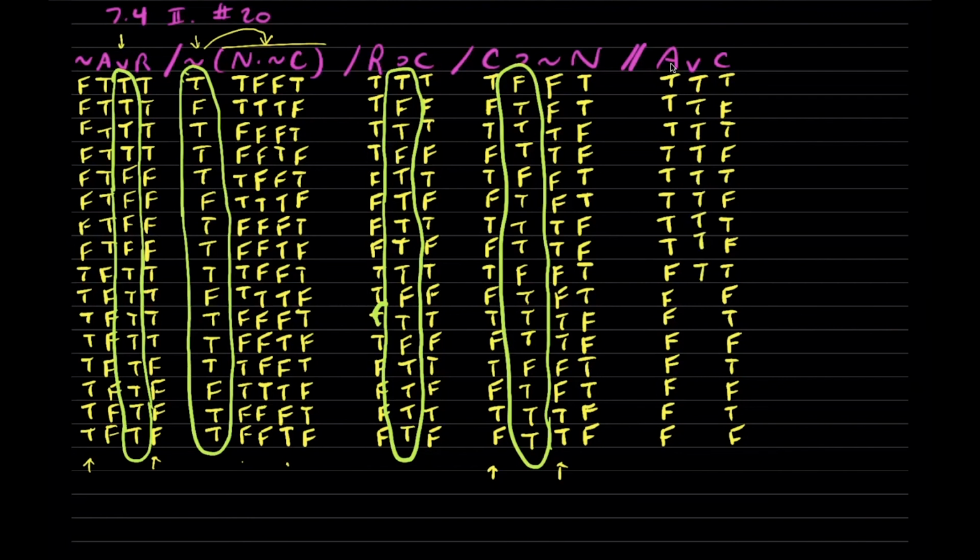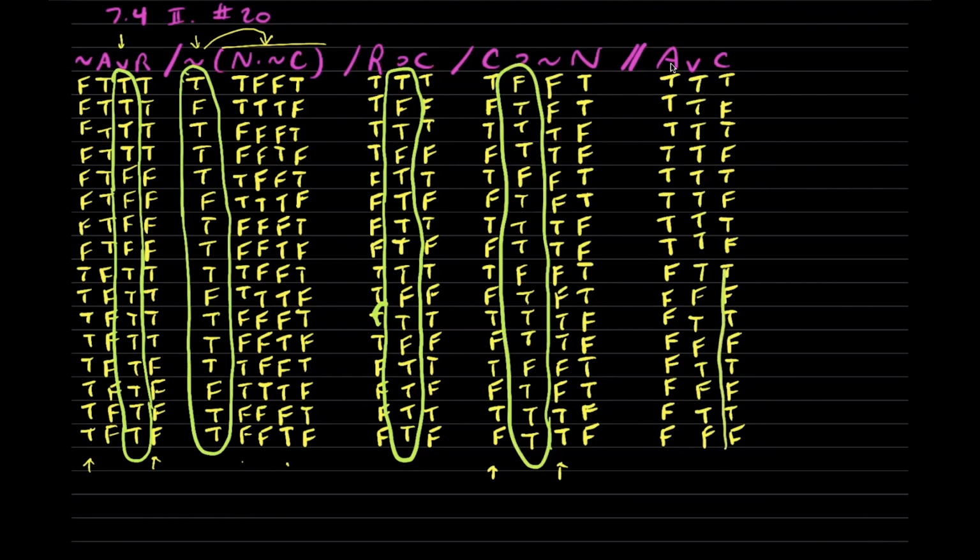Same thing here, but here's a case where we don't have at least one of them being true, so we end up with a false disjunction. True, false, because it's not the case that at least one is true. And we end up with true here, true here, and false here. And I'm going to circle those values.